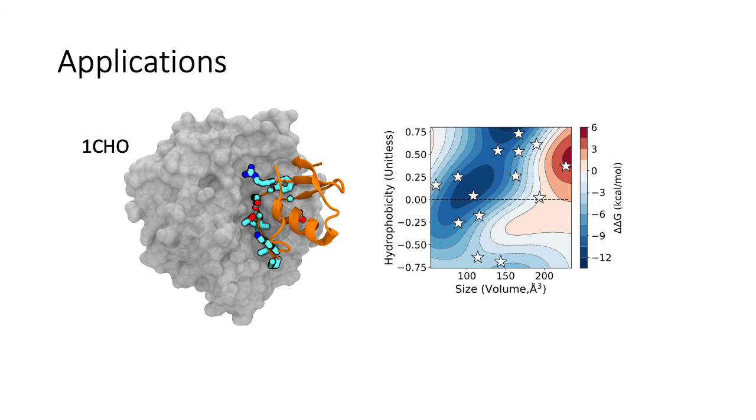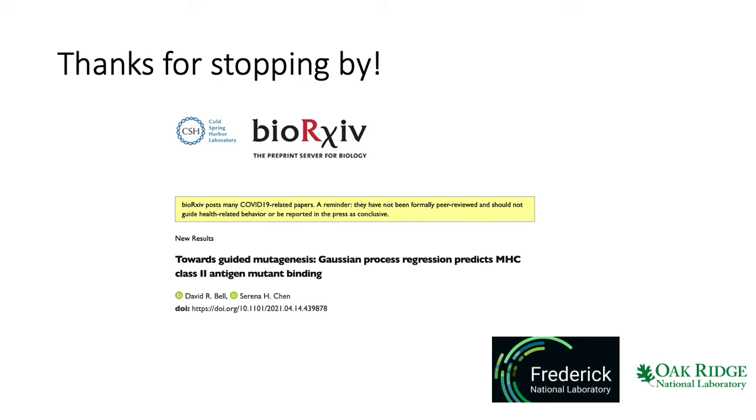We'd also like to note that we think this method is generalizable beyond the MHC2 antigen system, and we think it can be used to predict mutant binding affinities for various protein-protein interaction systems. And lastly, I'd just like to say that this work is posted on bioRxiv and hopefully to be published soon.